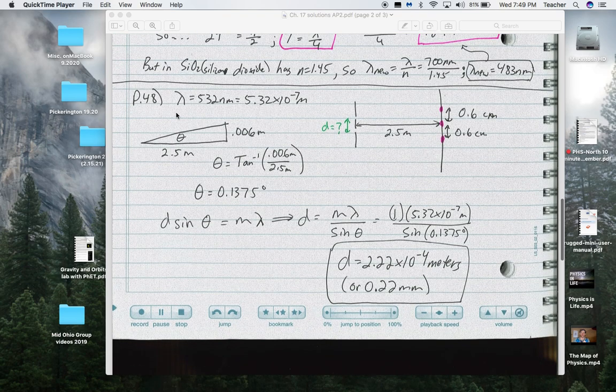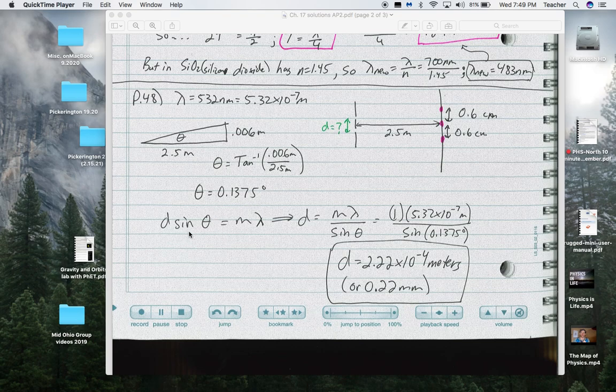For 48, we're told that the wavelength of light, again, I'm immediately converting it to meters. I'm told that this is 6.6 centimeters after it travels between bright spots, after it travels a distance to the screen of 2.5 meters. So again, I'm converting everything to meters here. Going to get that angle, which is tiny, by using inverse tangent. And that's 0.1375 degrees. So now I go back and use my general diffraction formula. And again, the sine of this angle is very close to the tangent of the angle.